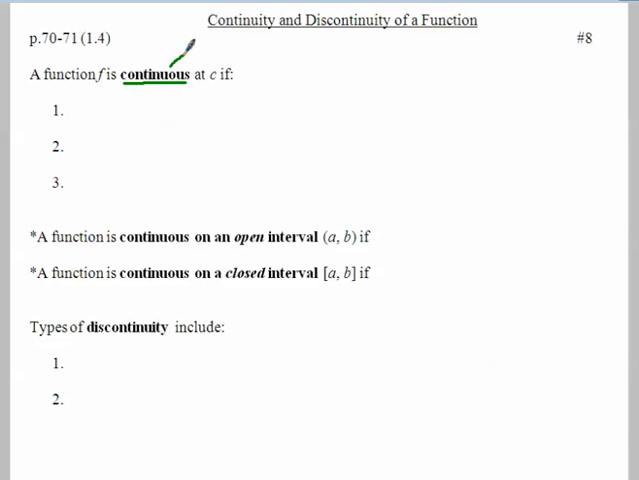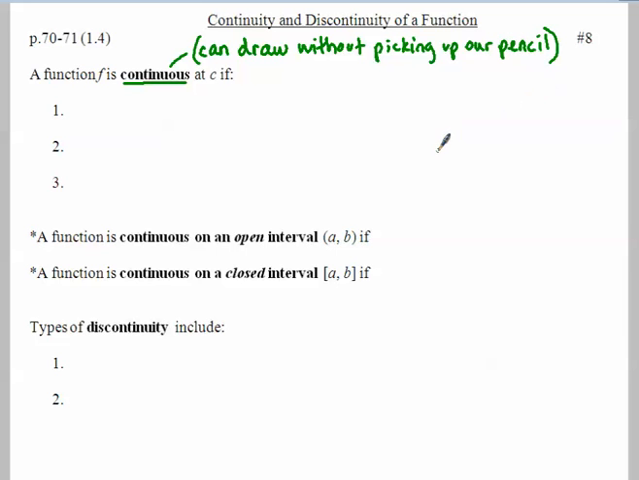A function is continuous. Let's think of it as continuously drawing the function if we're graphing it. I'm going to put this in parentheses because this is not a definition of continuity, but we want to think of it as can we draw the function without picking up our pencil. Meaning you don't have to pause because there's a hole. You don't have to pause because there's an asymptote, but it's just a continuous smooth curve or line or whatever. There are no holes when it's a continuous function.